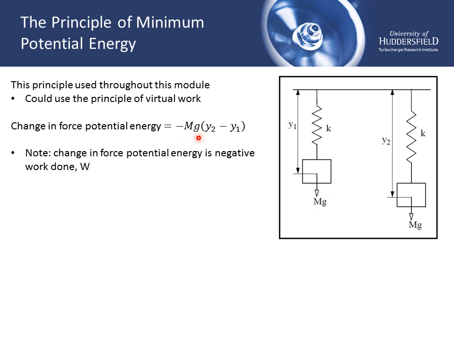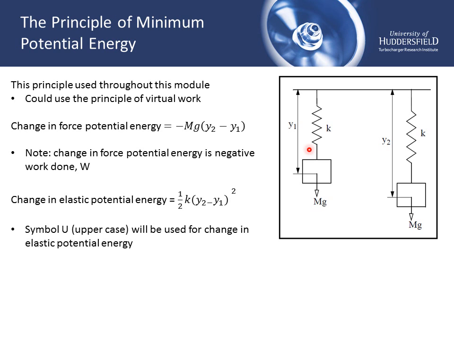And you'll see here that if that's the force and that's the distance the force is moved, then what we've effectively got is the work done, but it's minus work done. So the change in force potential energy is negative work done.